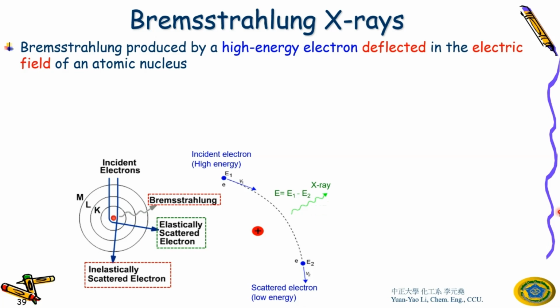As a result, it comes out as X-ray. So the energy of the X-ray will be equal to E1 minus E2. Okay, easy, right?